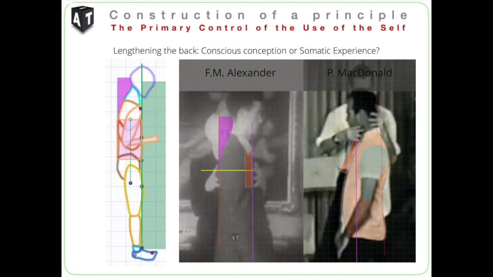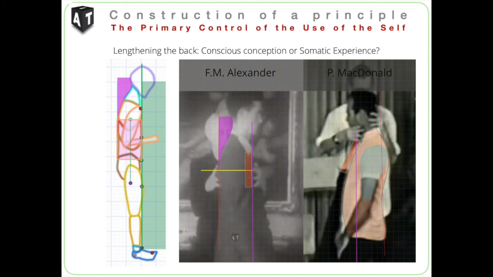And so I'm presenting two different images. Of course, there are Alexander teachers. One on the left is Frederick Matthias Alexander, and the one on the right is Pat MacDonald, 10 years after Alexander's death. And it's quite interesting because their conception of the primary control is absolutely not the same. Pat MacDonald is the one that thought that the primary control is really the connection between the head and neck. Alexander, in my sense, thinks that the primary control is the use of the mechanism of the torso. And so when we look at the two images, there is a striking difference.